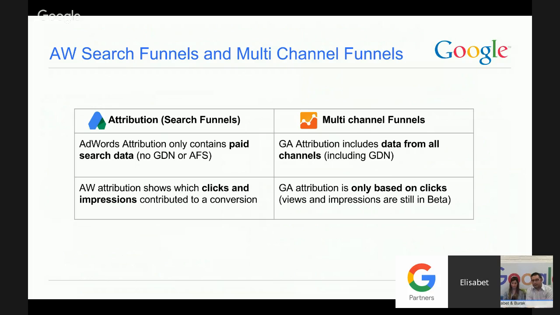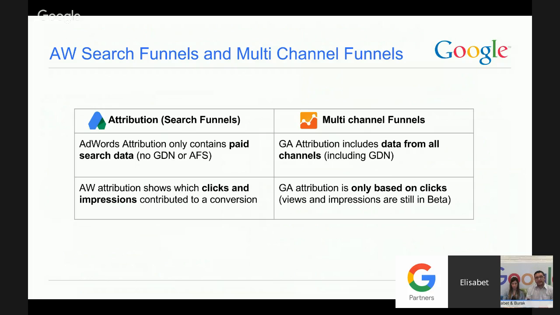In AdWords Attribution, or search funnels reports, we can see attribution data for paid search campaigns, meaning regular search campaigns, as you know it. But we cannot see GDN or AFS, even AFS. AFS is for search partners. We cannot see their data yet, but that's in the plans of the product team. For the moment, we see only attribution, such as assisted impressions or assisted clicks, for search campaigns.